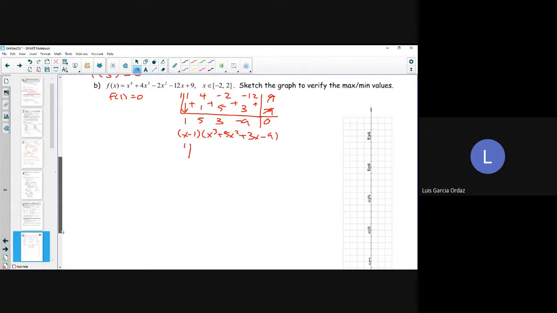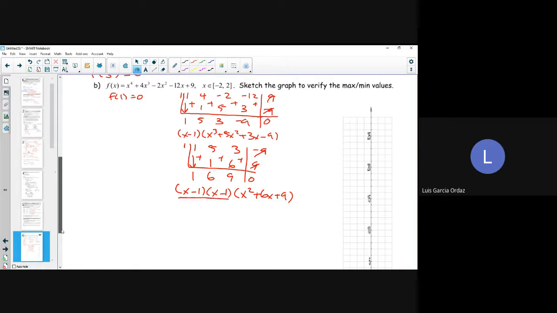So we use 1 divided by 1, 5, 3, -9, plus, plus, plus. Bring the first number down. 1 times 1 is 1. 5 plus 1 is 6. 6 times 1 is 6. 3 plus 6 is 9. And I get 0. So what I'm left with is x minus 1, x minus 1, x squared plus 6x plus 9.